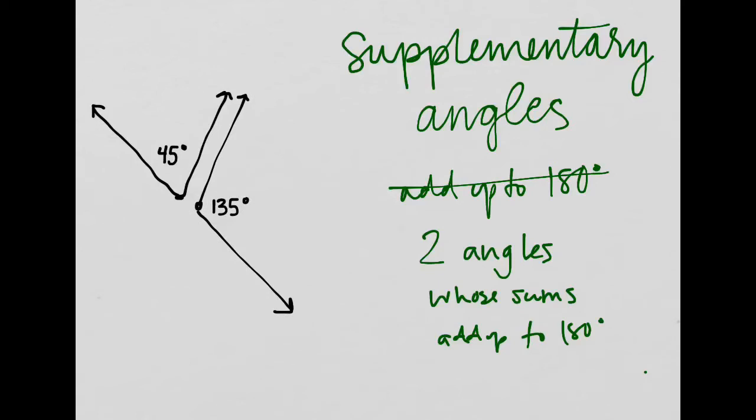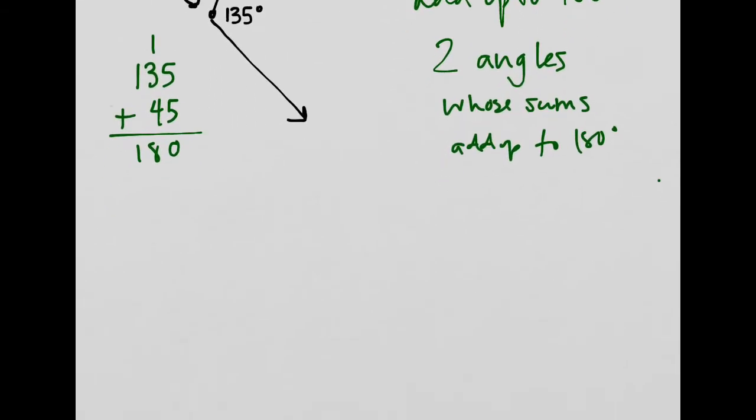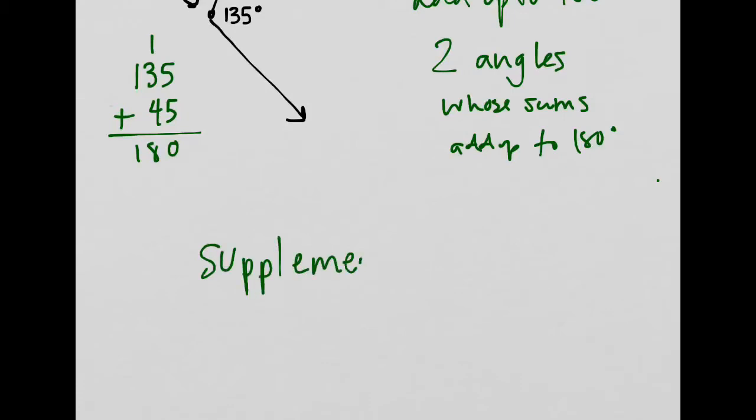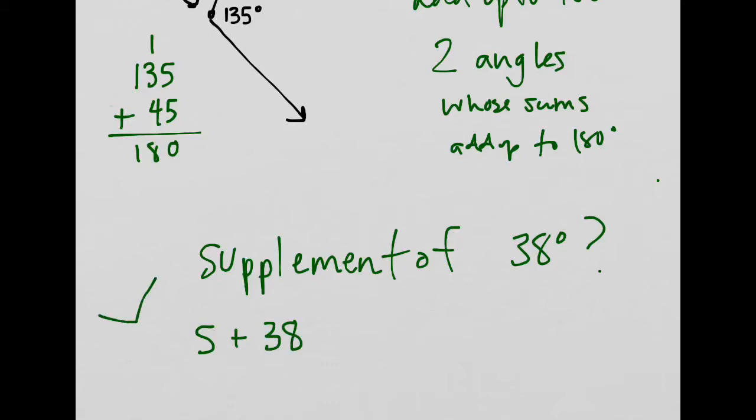So let's see. 45, if I were to add that to 135, yep, I get 180. So these are supplementary angles. And now there's a lot of different combinations. Now you could set this up in a very systematic way, like algebra. If I were trying to say, what is the supplement of 38 degrees? I could say, some supplement plus that 38, right? I've got some angle here plus another angle, and I want them together to add up to 180.